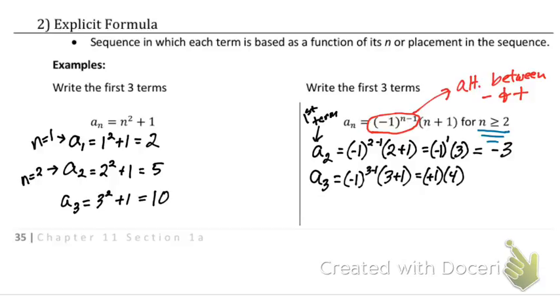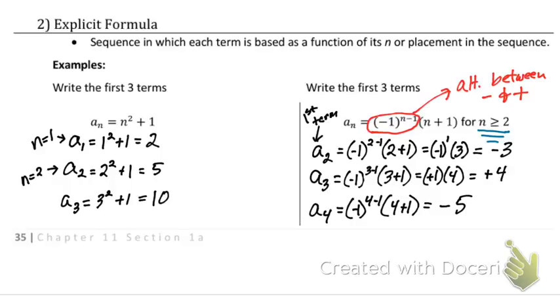Times 4 is going to equal a positive 4. And our final one we have to do is 4, which is going to be negative 1 to the 4 minus 1, 4 plus 1. It goes negative, positive. This one has to be negative, and negative 1 to the third is negative 5. And just looking at that pattern, I can keep going. It's 3, 4, 5, 6, 7, 8, 9, alternating positive and negative.